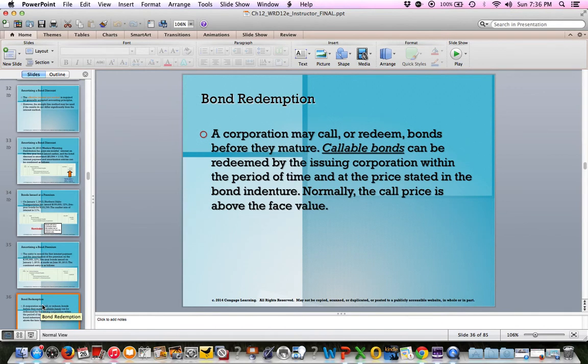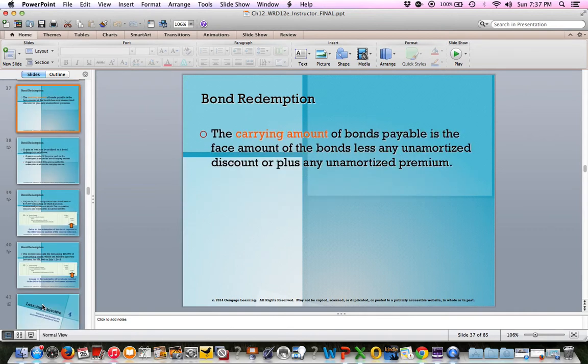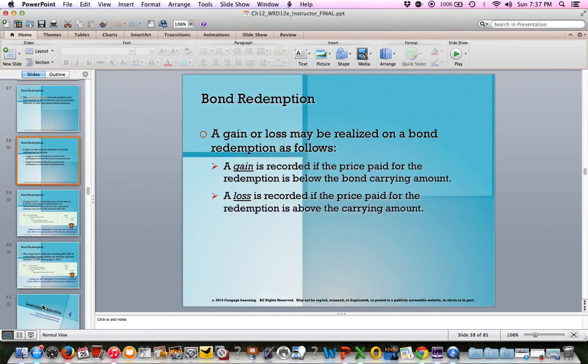Bond redemption. We mentioned earlier that a corporation may recall, or redeem, bonds before they mature. A callable bond can be redeemed by the issuing corporation within the time period stated on the contract, basically at a call price. Typically, that call price is above face value. The carrying amount of bonds payable is the face amount of the bond less any unamortized discount or plus any unamortized premium.